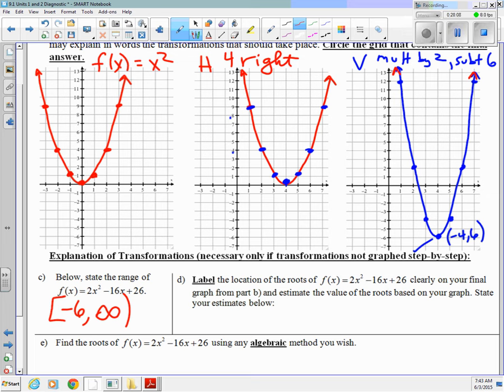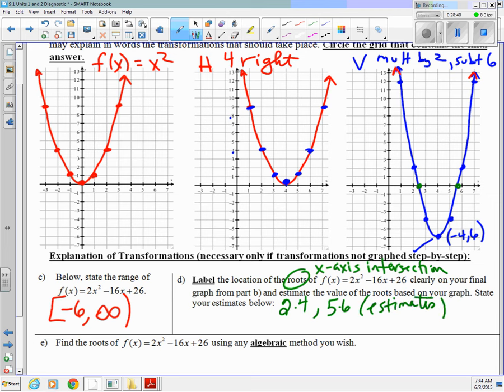So that's my range. I would like to label the location of the roots on my graph. The roots are where the graph intersects the x-axis. That happens at these green points. So to estimate the values, it looks like 2.4-ish or 5.6-ish. Again, these are estimates. I'm just looking at the graph and saying, all right, here's what I think.